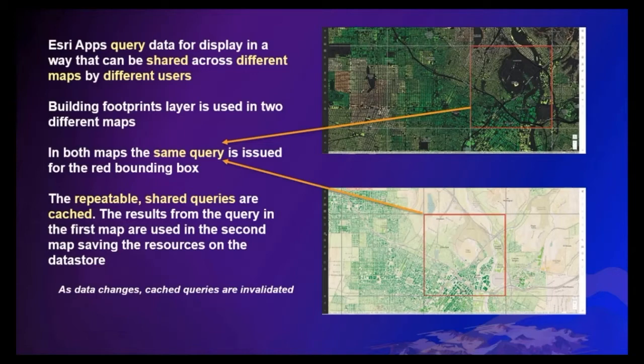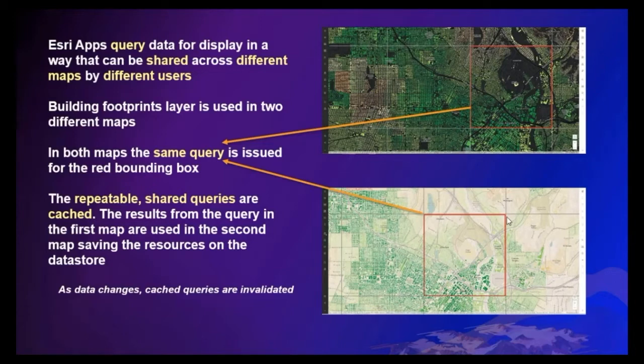All right, thanks, Marianne. Let's talk a little bit about how feature layers work. Esri apps have been designed to query data for display in a way that can be shared across different maps by different users. Let's take a look at this example here. I've got a building footprints layer, and you can see these building footprints, like really small polygons here. It looks in the same area. I actually have it in two different maps. In both maps, the same query is issued for this red bounding box around Dodger Stadium.